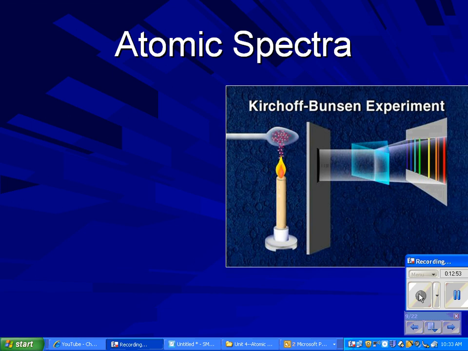And the more they did this with different elements, they found that every element would give off colors at its own specific wavelength. It was like a fingerprint for each element. Each element had a fingerprint of spectral lines, and it was really cool. They didn't know why, but it was really cool.